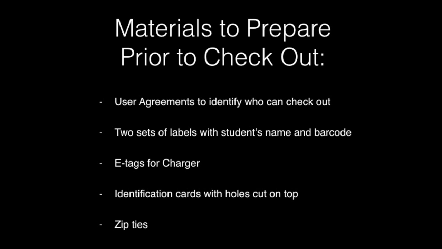You will need to print 2 sets of labels. Each label should contain the student's name and barcode. One label is for the computer and one is for the charger. You want to make sure that you have e-tags for the chargers as well as identification cards for each student, and optional, you can use zip ties to keep the identification cards in the bags.